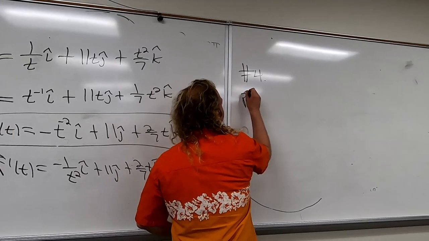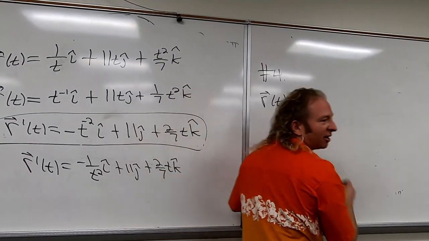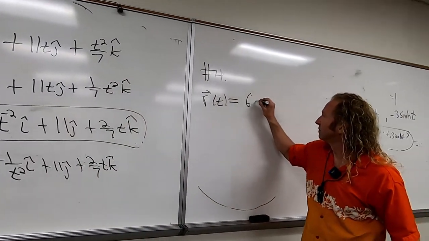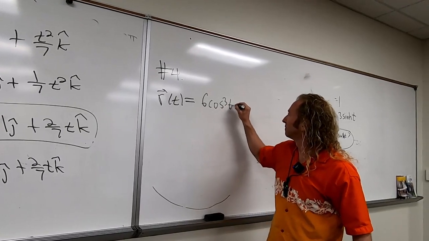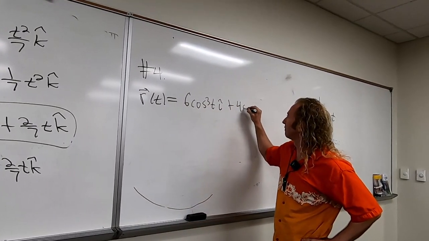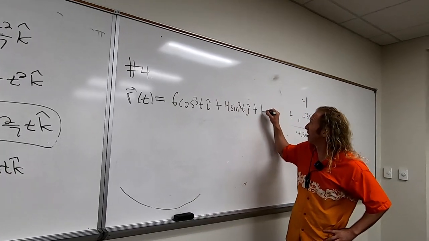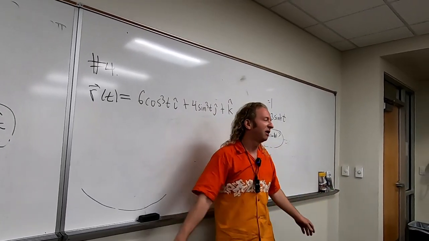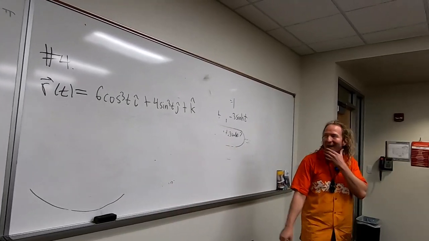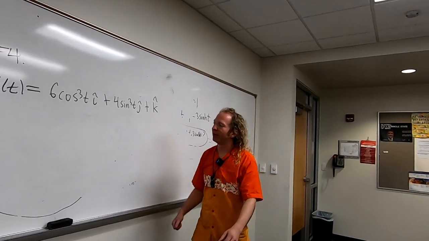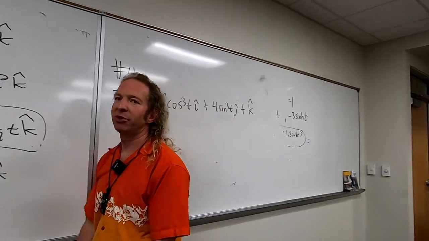So r of t equals 6 cosine cubed t i hat plus 4 sine cubed t j hat plus k hat. Plus k hat? Mm-hmm. Okay. Now we're doing the chain rule.